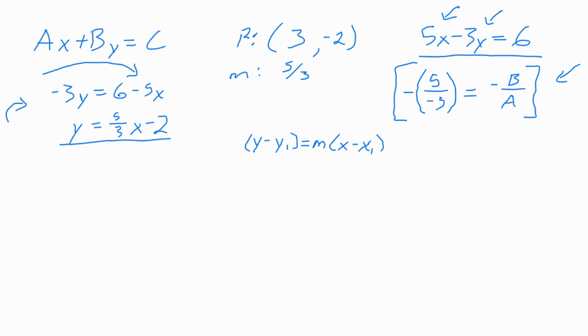Okay. Do we have a point? Yes. Do we have a slope? Yes. Would you like to form a line with me? Sure. There it is. Y minus y1 would be negative 2 equals m, which is 5/3, times x minus x1, which would be 3. Ta-da, I have given you a line.